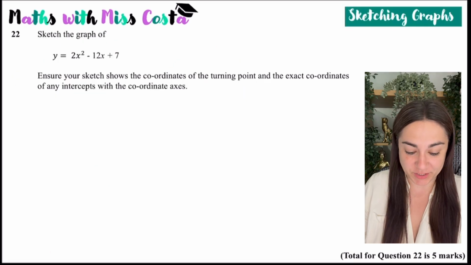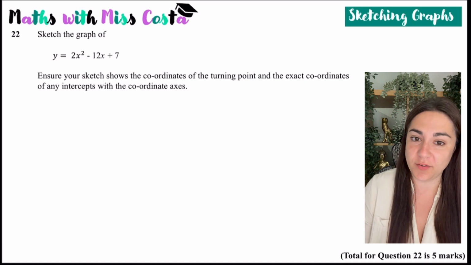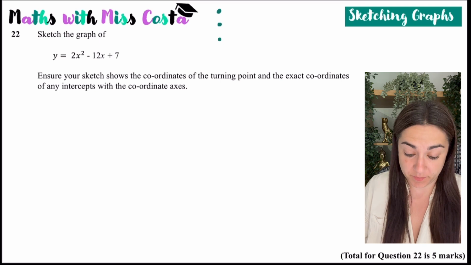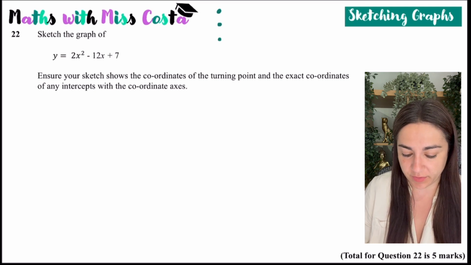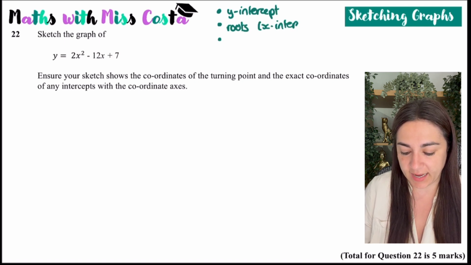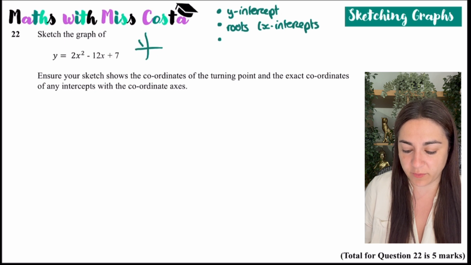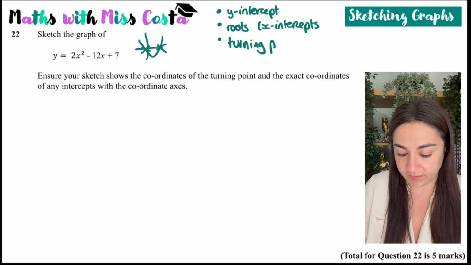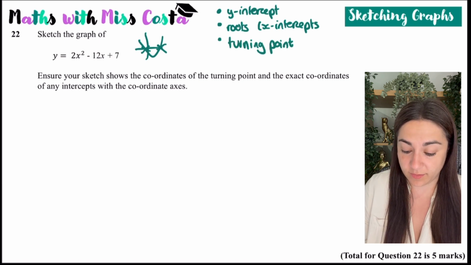Okay, so in this question, we're being asked to sketch the graph of a quadratic. Now, when we're sketching a graph, there are 3 key things that we want to figure out. So the first thing is the y-intercept, which is the easiest thing to work out. Next thing is the roots, which is essentially the x-intercept, so where the graph crosses the x-axis like that. And then finally, we've got the turning point, which is where the graph turns.